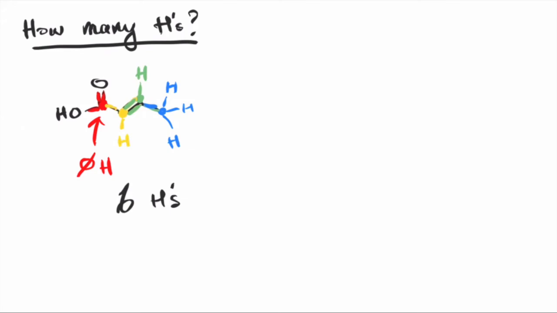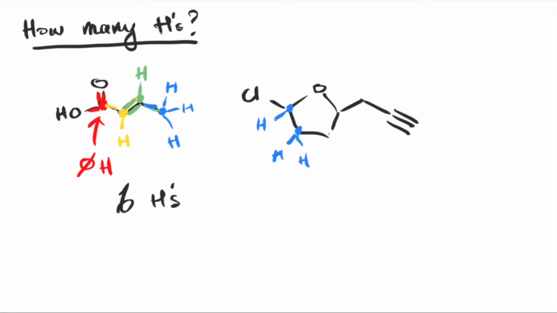Let's do another example. Okay, here. How many hydrogens do you think is connected to that blue carbon? It has already 3 bonds, so it has 1 more hydrogen. Very good. What about this next carbon here? It has 2 bonds, so 2 more hydrogens. How about this carbon here? 2 bonds already, right? So 2 more hydrogens.